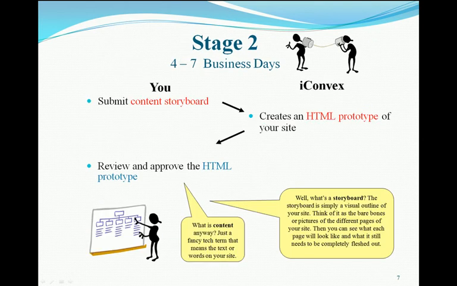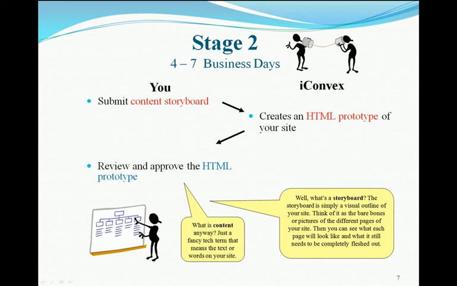At this point you will submit to us the content storyboard. This is a file that might be a PowerPoint or a Word file or some other file that your computer can use. We will send this file to you and you will then fill it out and give it back to us. Roughly there will be one page of the file for each page of your site. You will provide the content to us in that form.